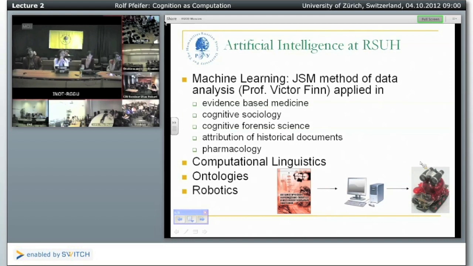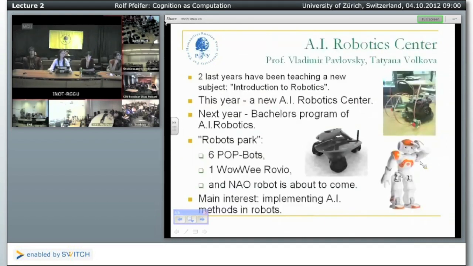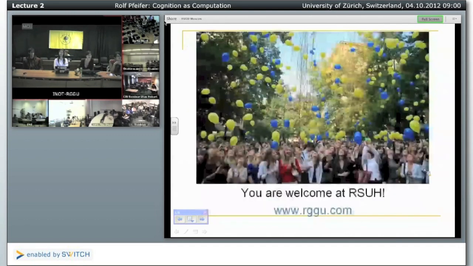And I'm glad to introduce to you our Artificial Intelligence Robotics Center, which is quite new at our university. And it is run by Vladimir Pavlovsky and Tatiana Volkova. Yes, my name is Tatiana. And this year I will be a robotics tutor in our group. And we have a new center, and our university is very interested in robotics. So this year we are waiting for the Nao robot to come. We've already bought him, so we hope we'll have interesting practical exercises with him. So we can participate in the competition with the Nao robot. Okay, and so you're welcome at our university.